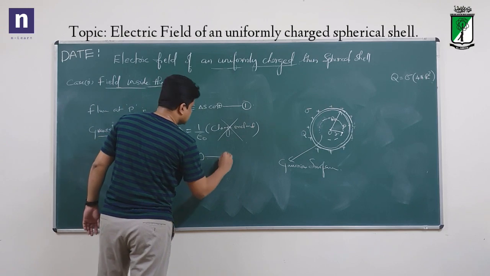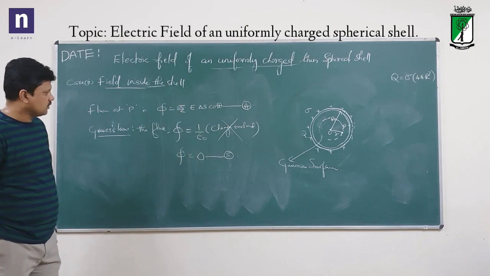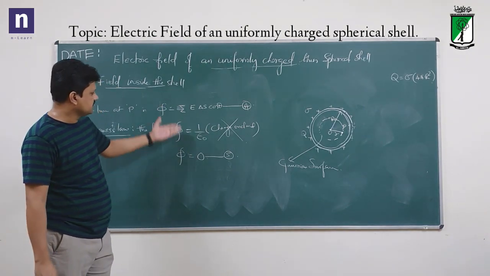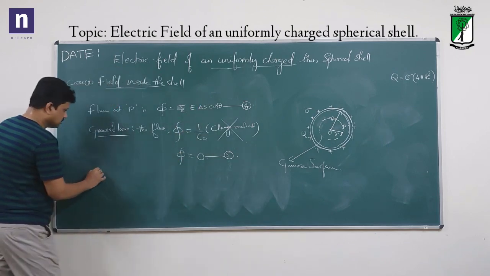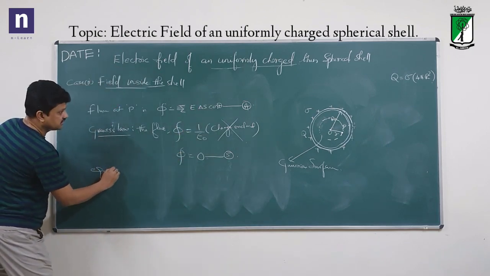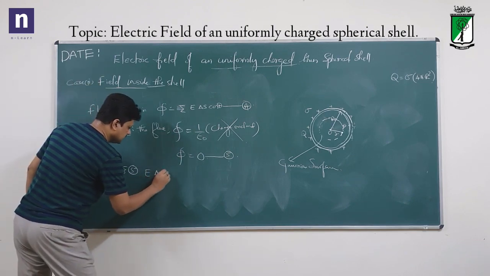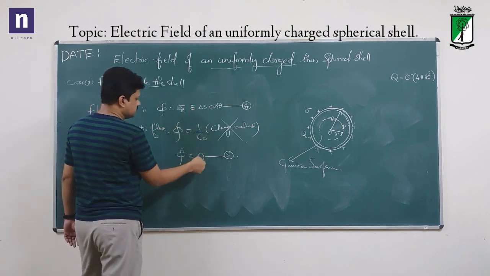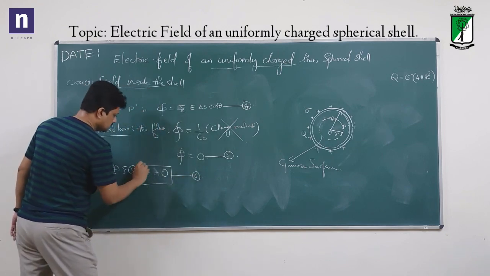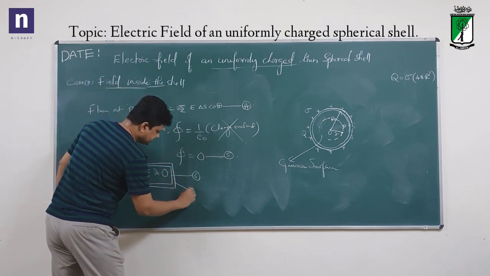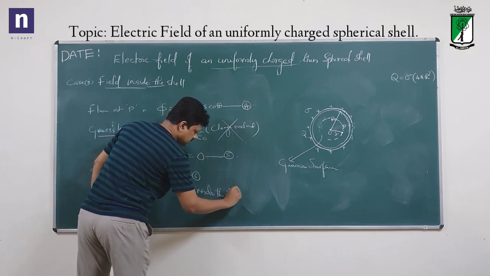I will take this as equation 4 and equation 5. Now what do the two equations say? The LHS is 5, the RHS is 0. So equating 4 and 5, we get E is equal to 0. So the electric field is 0 at any point inside the shell.